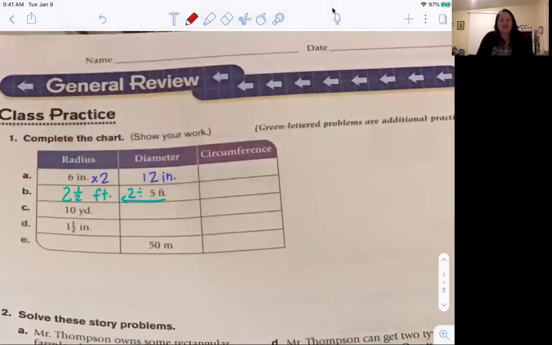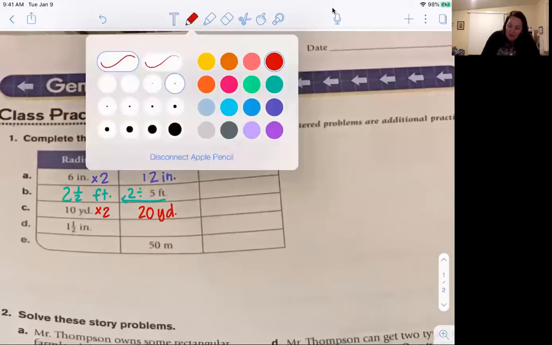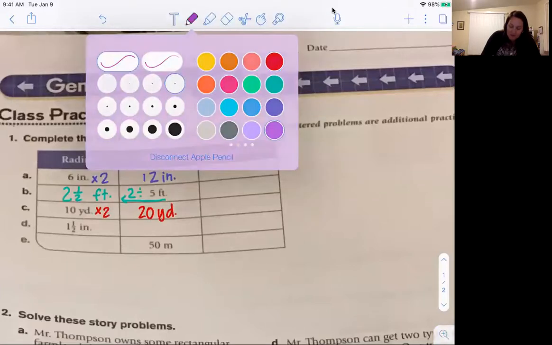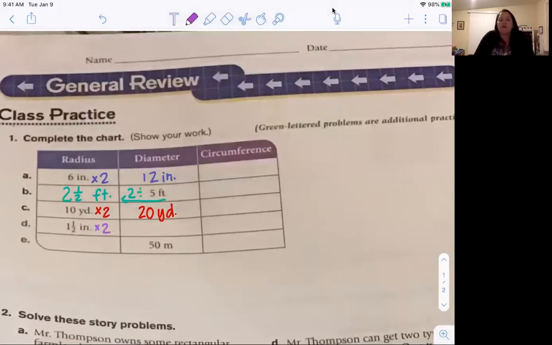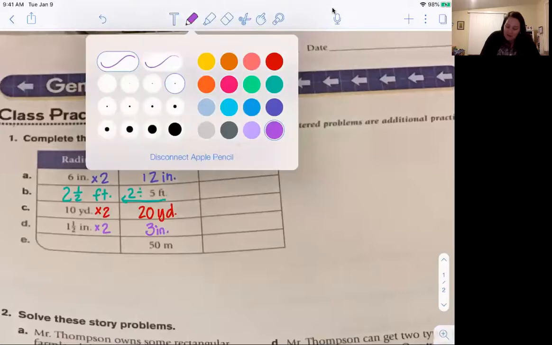Letter C, 10 yards. Again, I'm going to multiply by 2 because to go from radius to diameter, you multiply by 2. And I get 20 yards. And letter D, same thing. I have 1.5 inches, and I'm going from radius to diameter, so I'm going to multiply by 2, and I get what? 1.5. Think $1.50. And if you double that, what do you have? 3. Good. 3 inches.